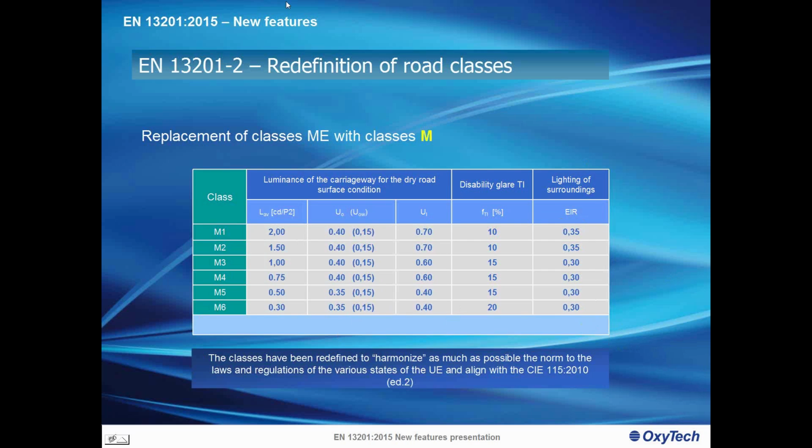So at the end, what is the new standard introducing? It is introducing a harmonization of the new standard in function as much as possible of the national standards of the different European countries. It is absolutely impossible to cover all the differences that we have now in Europe, but at least it is an attempt to come to a common point related to the different standards of the different nations. And aligned at the end with the CIE 115-2010 edition 2.